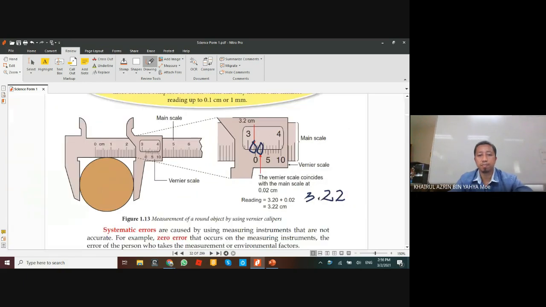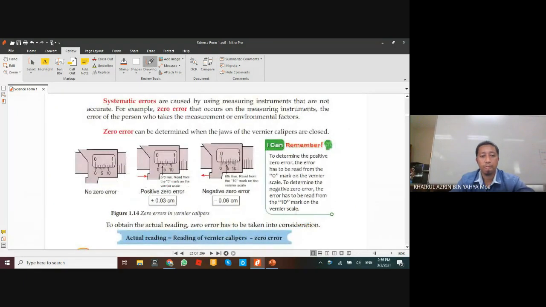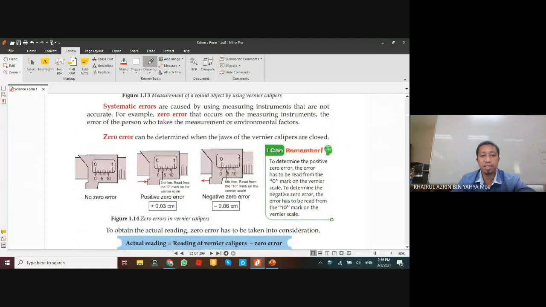Okay, next. This is for systematic error, or we call it zero error. Systematic errors are caused by using measuring instruments that are not accurate. For example, zero error that occurs on the measuring instruments, the error of the person who takes the measurement, or environmental factors. So zero error can be determined when the jaws of the vernier calipers are closed. Okay, so this one has no zero error, meaning perfect. But this one we have error.